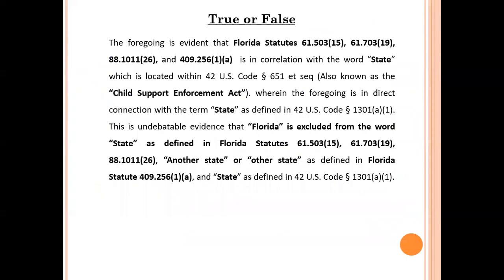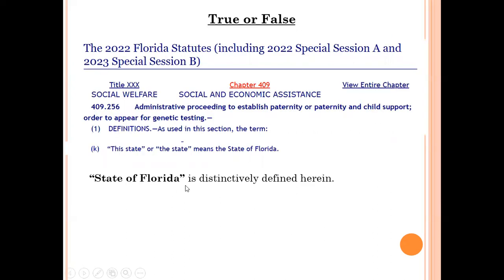All right. So true or false? The foregoing is evident that Florida Statutes 61.503(15), 61.703(19), 88.1011(26), and 409.256(18) is in correlation with the word state, which is located within 42 U.S. Code 651 et seq., also known as the Child Support Enforcement Act, wherein the foregoing is in direct connection with the term state as defined in 42 U.S. Code 1301(a)(1). This is undebatable evidence that Florida is excluded from the word state as defined in Florida Statute 61.503(15), 61.703(19), 88.1011(26). Another state or other state is defined in Florida Statute 409.256(18), and state is defined in 42 U.S. Code 1301(a)(1). True or false? State of Florida is distinctively defined herein. True or false?